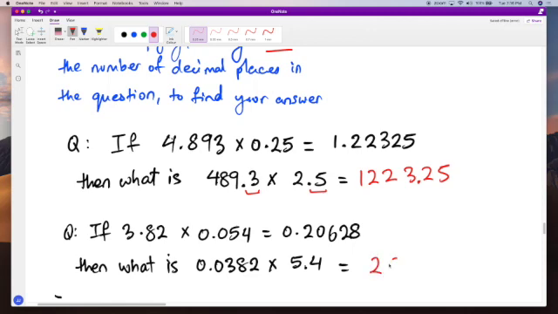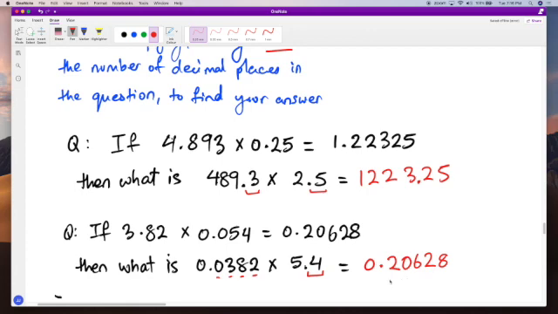So I will just write down this answer here. Yeah, the same thing. I will just count 1, 2, 3, 4, 5 decimal places. So yes, you will actually get back the same answer, and you can check it on your calculator. 0.20628.